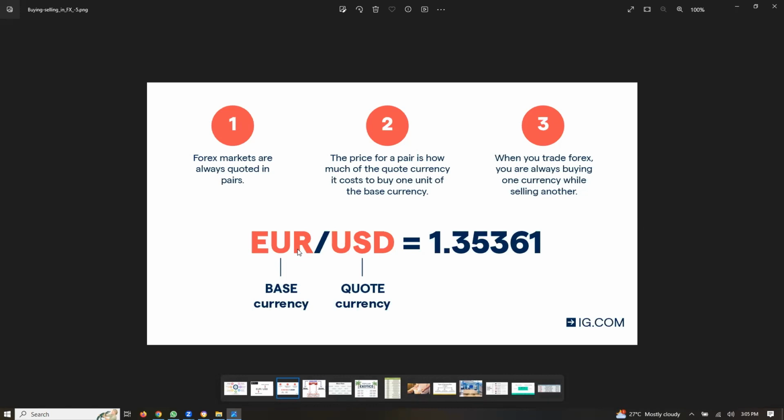So the basis of selling and buying in the forex market is the base currency. Whenever you are buying the base currency, you expect it to strengthen against the quote currency. And whenever you are selling the base currency, you expect the base currency to depreciate in value against the quote currency, which means you expect the quote currency in this scenario, which is the US dollar, to strengthen against the euro. That's why you are selling euro and holding dollar. So when you are selling euro, you are receiving dollar. That's how it operates in the forex market.